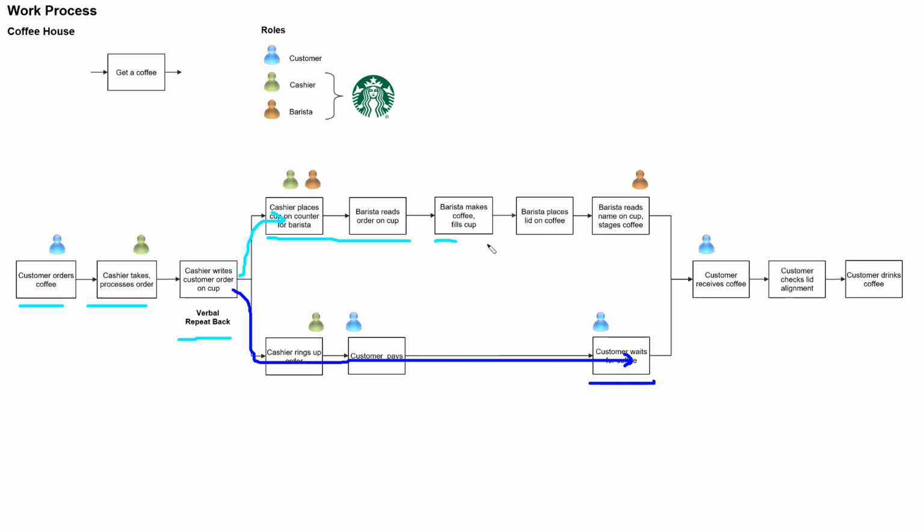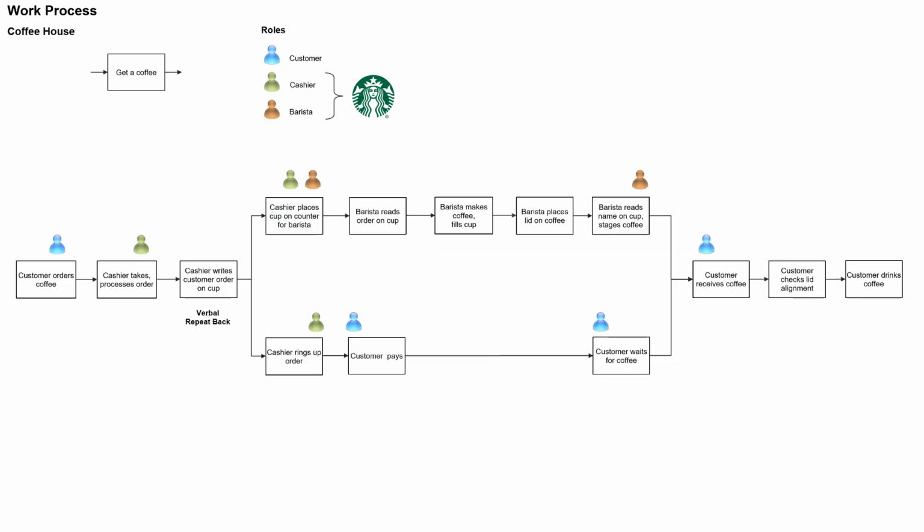cup of coffee, fills the coffee cup, places the lid on the cup, which we know about, and the barista reads the name on the cup and stages the coffee, and then here the customer receives the order and checks the lid alignment, ideally, and then the customer drinks the coffee. So that looks like 14 steps for a cup of coffee.